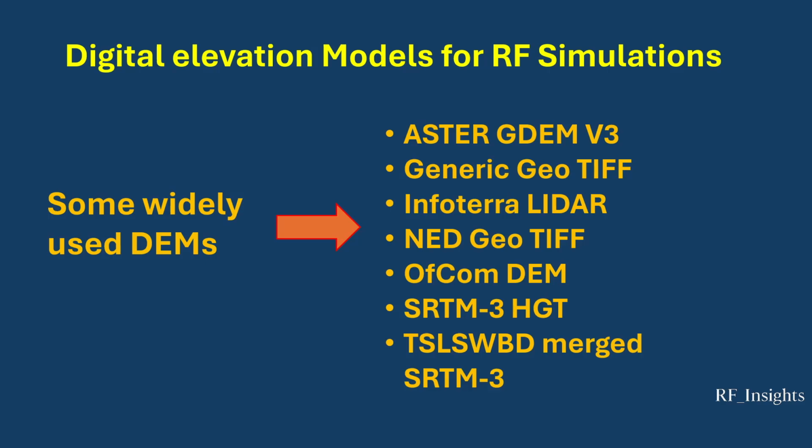The TSLSWBD merged SRTM version 3 is a processed dataset that merges SRTM3 with the TerraStar X land sea water body database to correct coastline and water surfaces, ensures improved accuracy of terrain near shorelines for modeling the systems that are operating very close to the body of water.